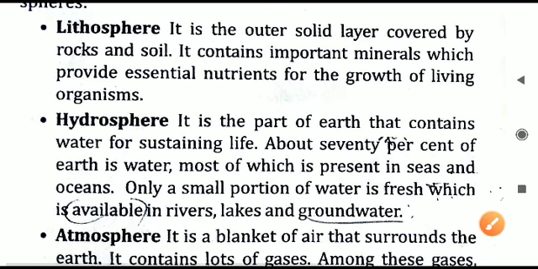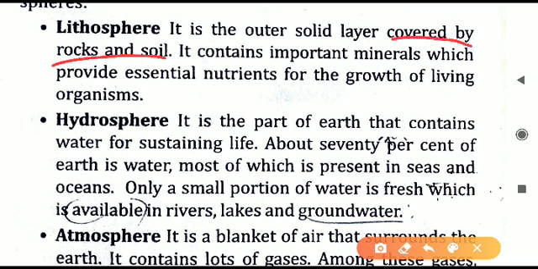First one is the land on the earth. Wherever you find land on the earth, that can be seen or covered by the rocks or the soil. It is the outer solid layer on the earth which is present in the form of soil or the rocks.